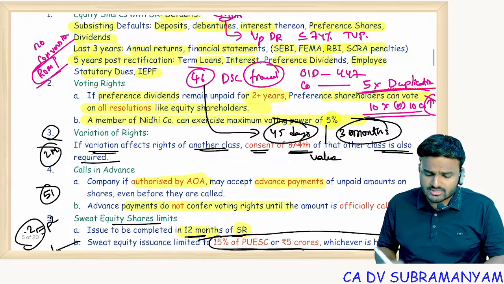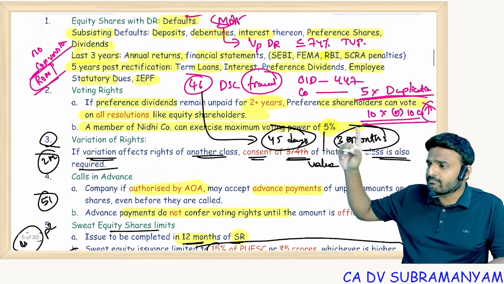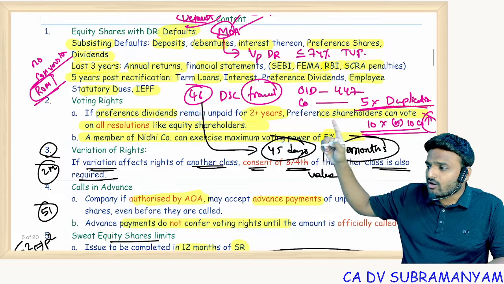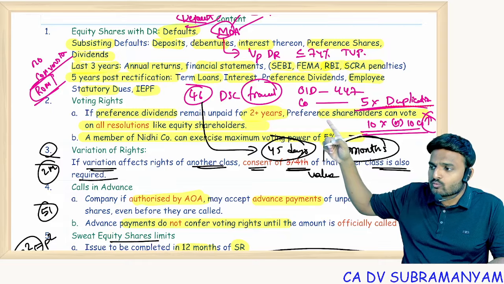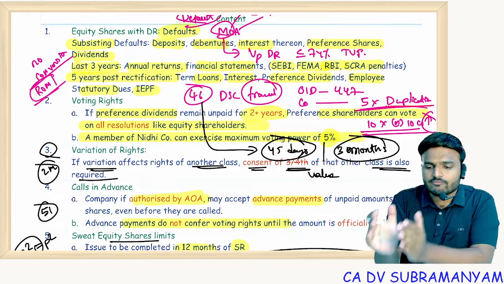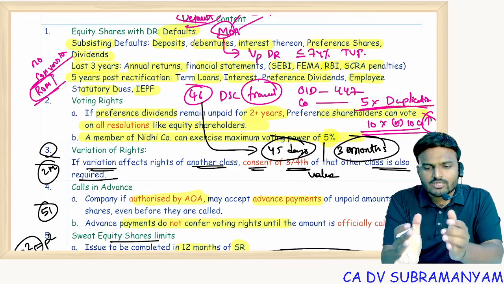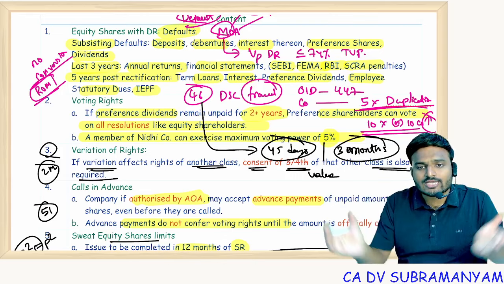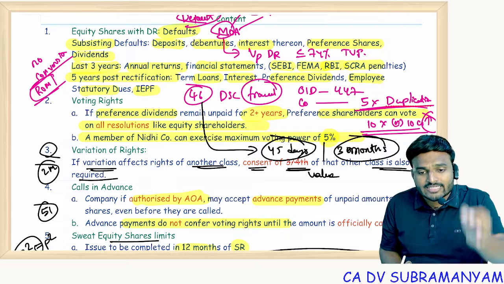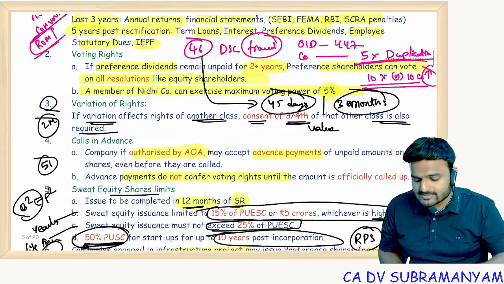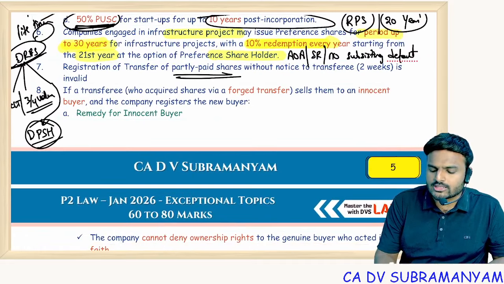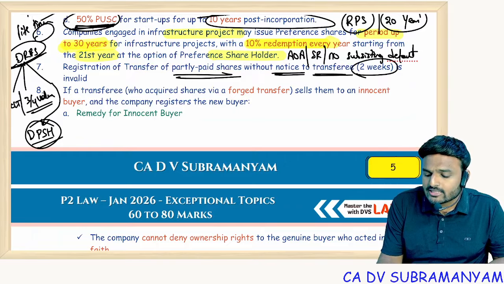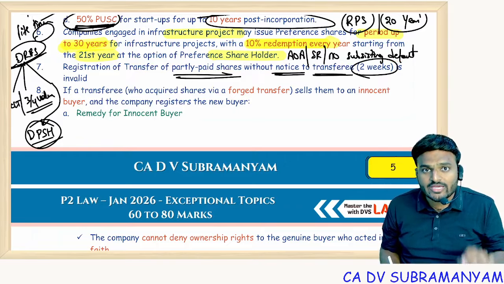And I forgot, yes, I told you, right? Preference dividends which remain unpaid for 2+ years: along with equity shareholders, preference shareholders will also get voting rights. That means equity capital and preference capital, you total it. Out of that, how much a member holds in the total capital, to that proportionate extent, that member will get voting rights.